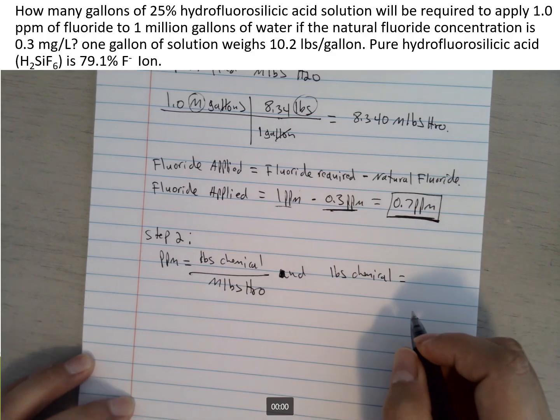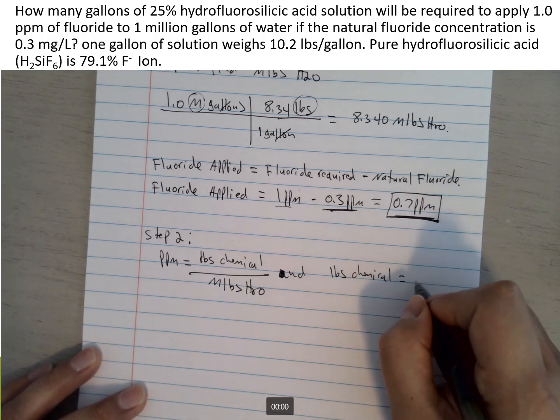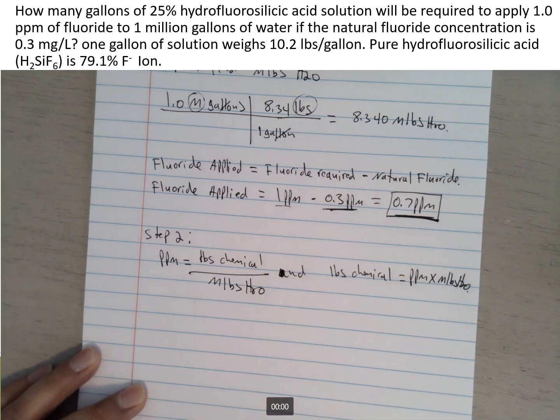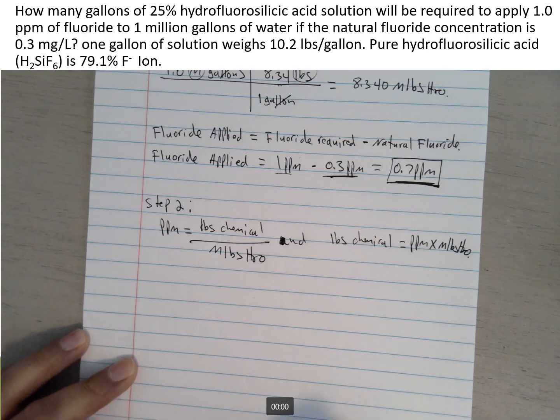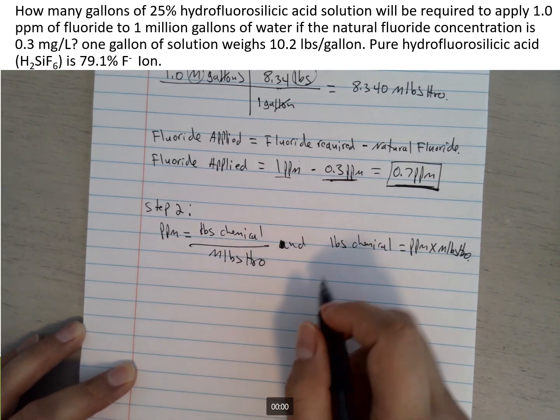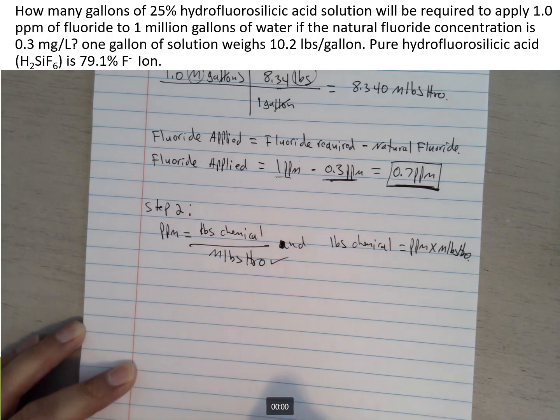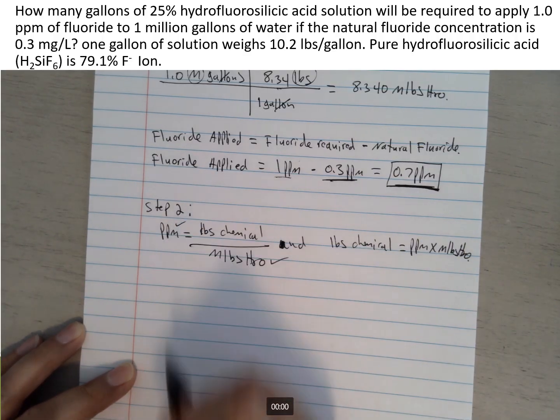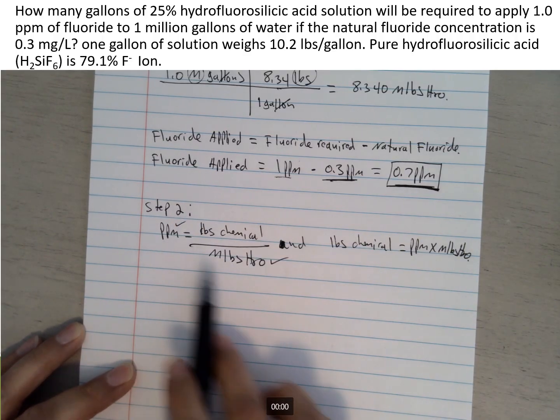Now the second form, pounds of chemical, is equal to the part per million multiplied by our million pounds of water. We already calculated the million pounds of water. We just found our applied fluoride of 0.7. So we have both ppm and million pounds.